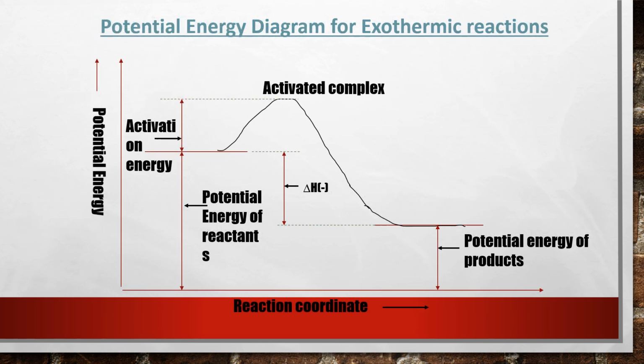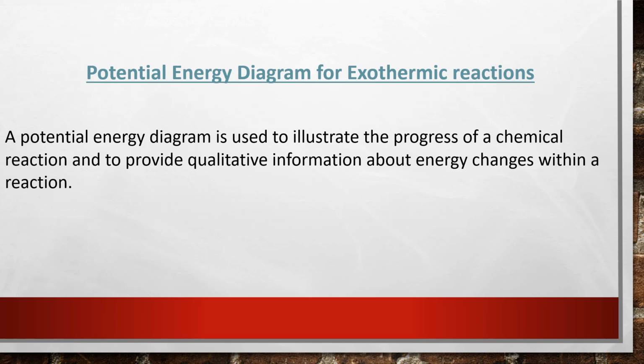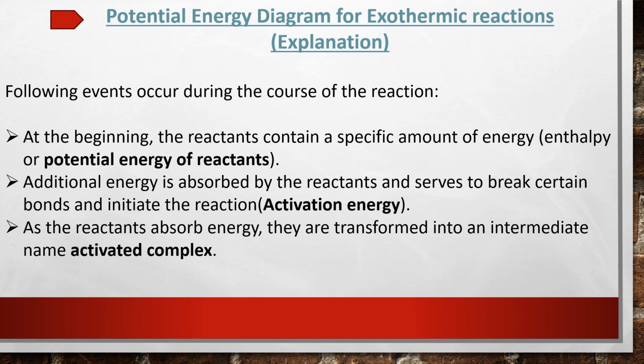On this slide, you can see a potential energy diagram for exothermic reactions. A potential energy diagram is used to illustrate the progress of a chemical reaction and to provide qualitative information about energy changes within a reaction. Here is the explanation of potential energy diagram for exothermic reactions. Following events occur during the course of the reaction.